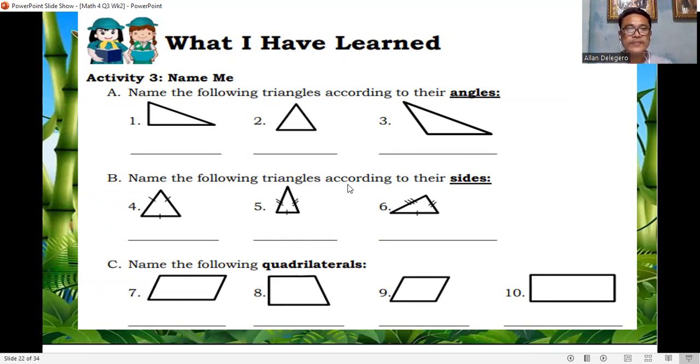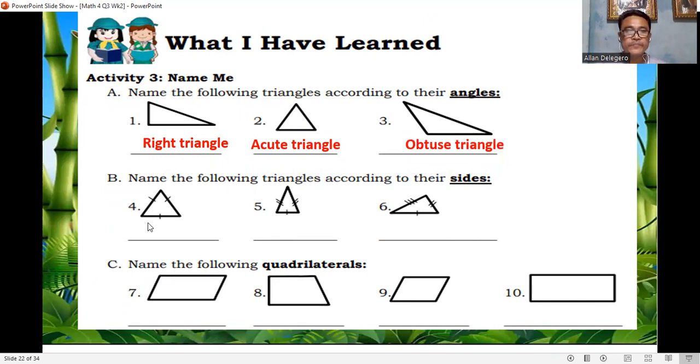Okay, let's check your answers. And for number 1, the triangle has a right angle, and this is a right triangle. Number 2 has 3 acute angles, and this is an acute triangle. And number 3 has an obtuse angle, and this is an obtuse triangle.